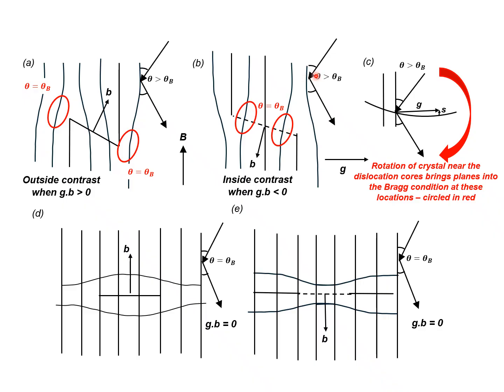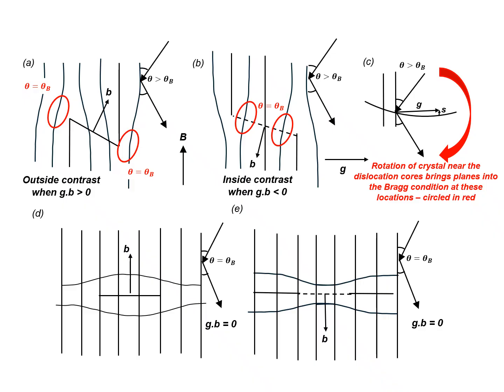So for this side of the plane where we're diffracting, let's say that's G positive, and let's say that's G negative, you change from inside contrast to outside contrast. Or if you keep the diffracting vector the same, a vacancy loop will show inside contrast and an interstitial loop will show outside contrast.